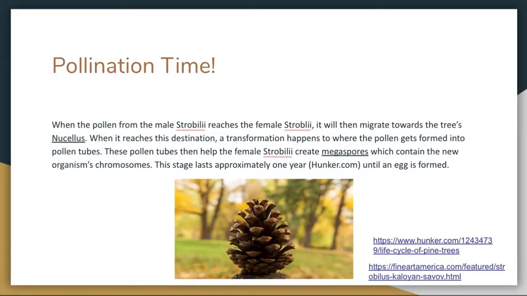Pollination time. When the pollen of the male strobili reaches the female strobili, it will then migrate towards the tree's nucellus. When it reaches this destination, a transformation happens where the pollen gets formed into pollen tubes. These pollen tubes then help the female strobili create megaspores, which contain the new organism's chromosomes. This stage lasts approximately 1 year, until an egg is formed.